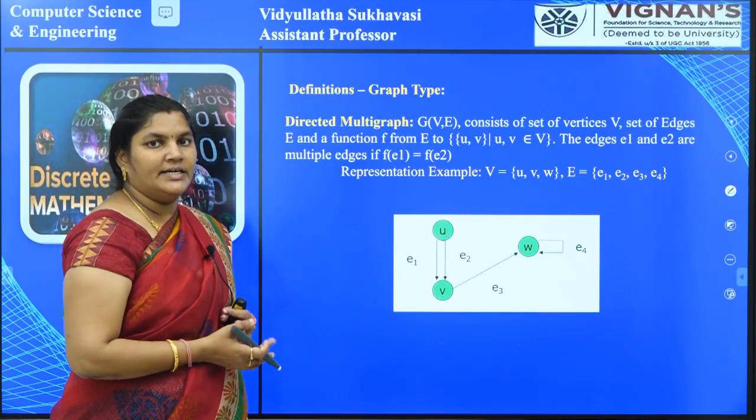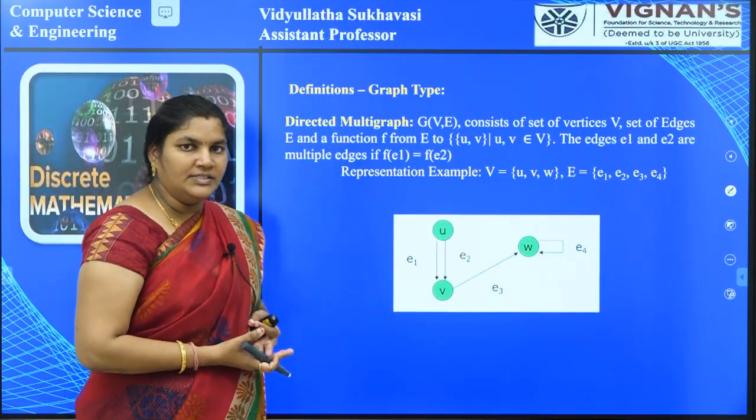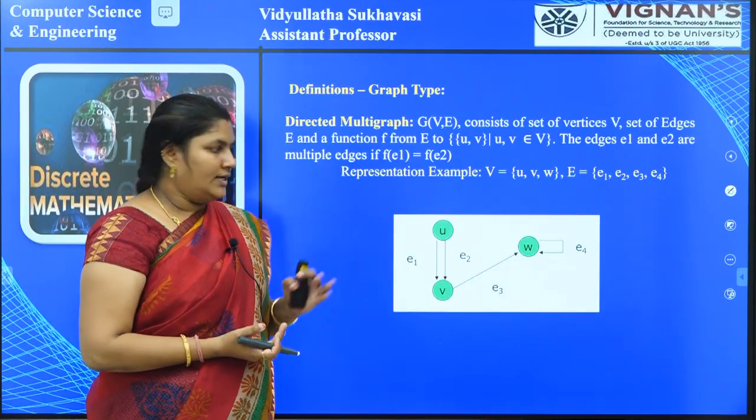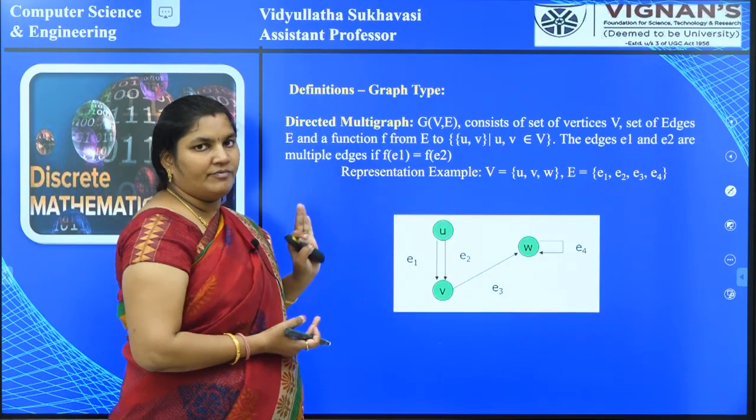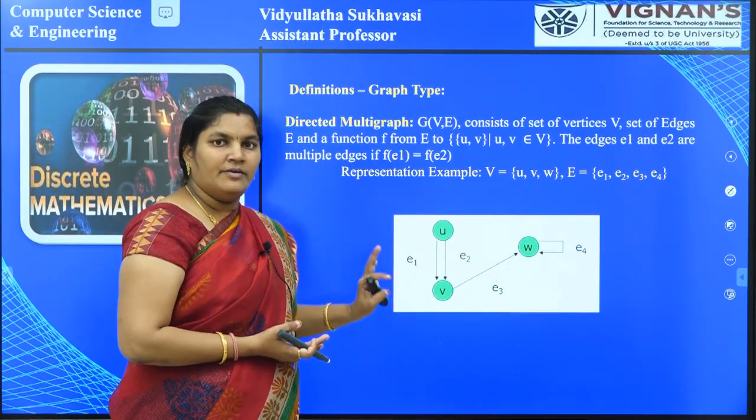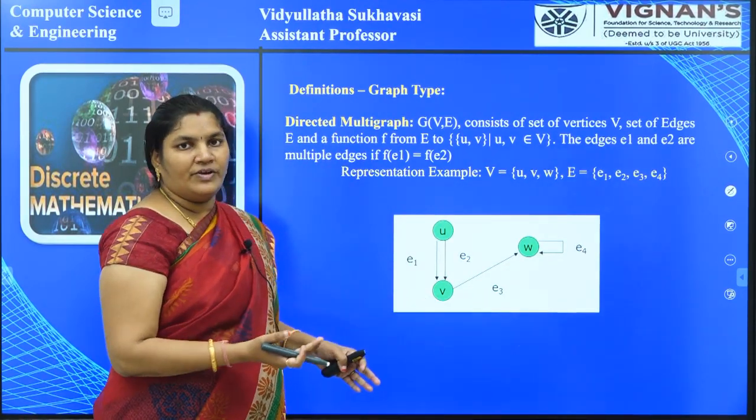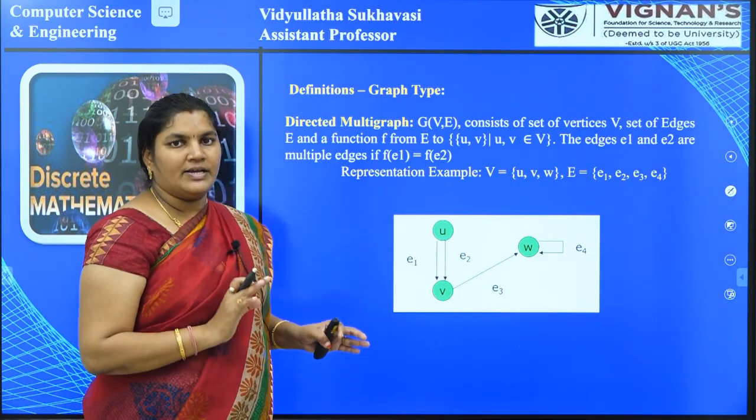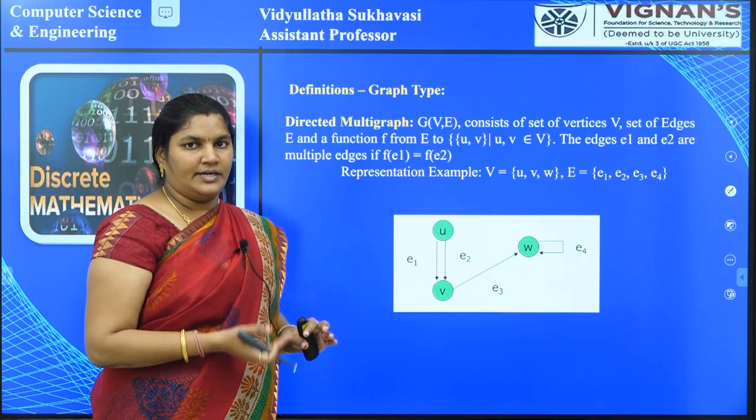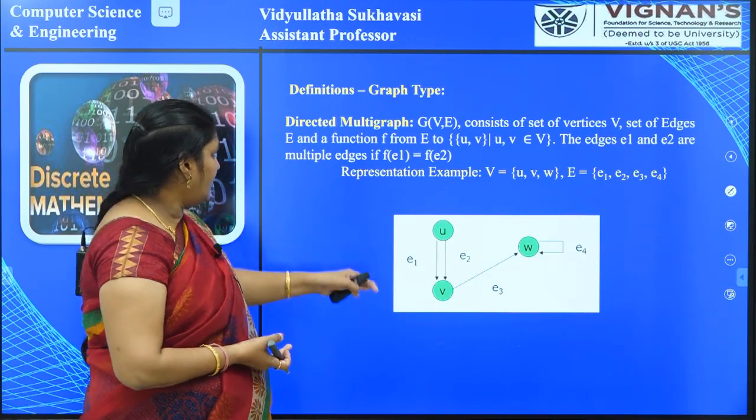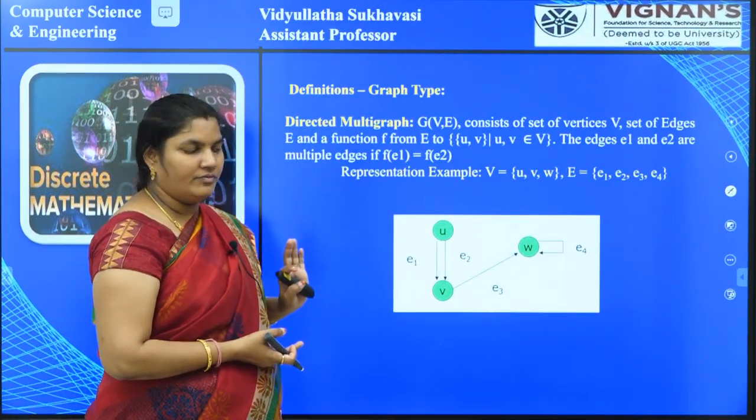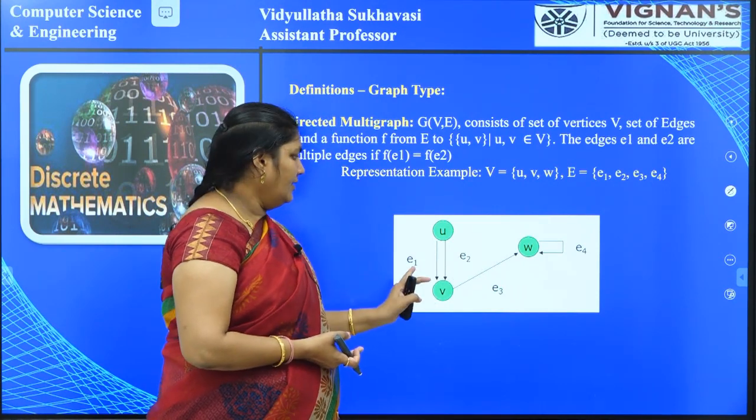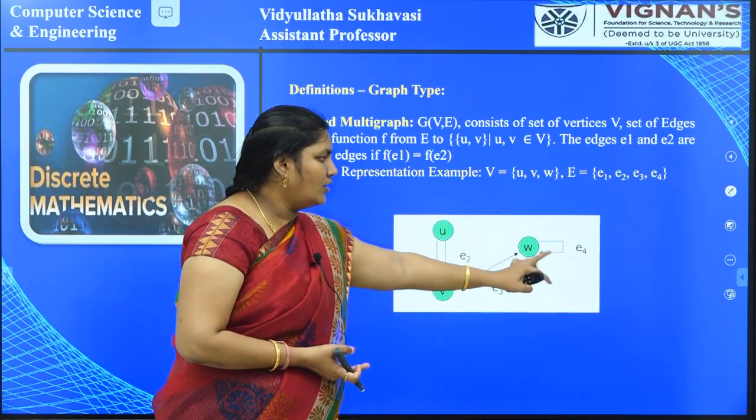Next one is the directed multigraph. A multigraph consists of multiple edges. In the same way, this directed multigraph also consists of multiple edges with directions. Before, we saw that a multigraph will not have any direction; normally we specify a multigraph without edge directions. But since this is a directed multigraph, we represent edges with directions, and we have specified multiple edges and loops also.